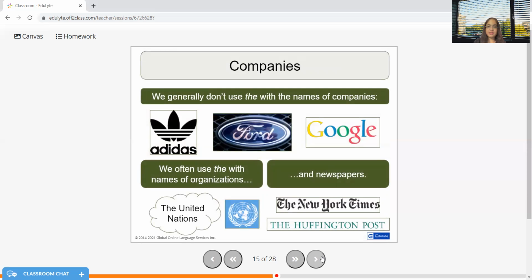Now, names of companies. These are some of the biggest brands you might have heard about, but we are not using the before them because it is just like a proper noun. Just like my name, Srishti, I will not say my name is the Srishti or I am the Srishti. Similarly, when I am referring to names of companies, I am not using any article. I work in Google, she works in Ford. Adidas is a great brand, so no the before them.